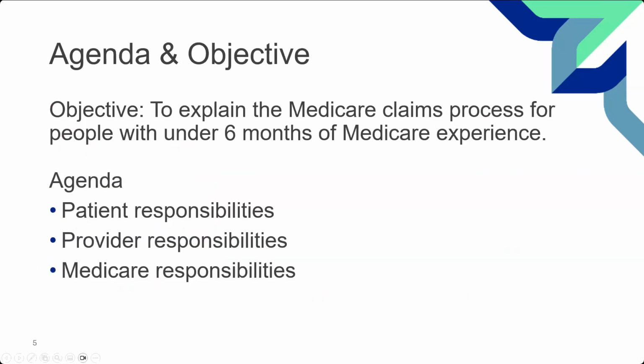What are we going to talk about today? Well, first of all, I do want to explain the Medicare claims process for people with under 6 months of Medicare experience. Because it's for someone so new to Medicare and really getting started, we're going to focus on a high-level overview. I will work on information from a UB04 or 837I claim.